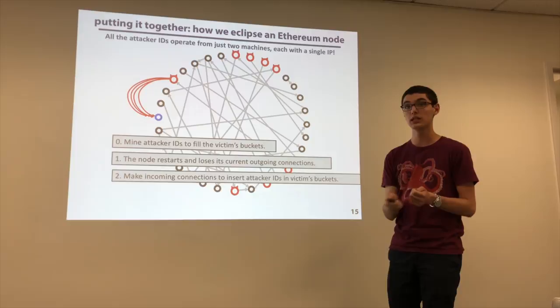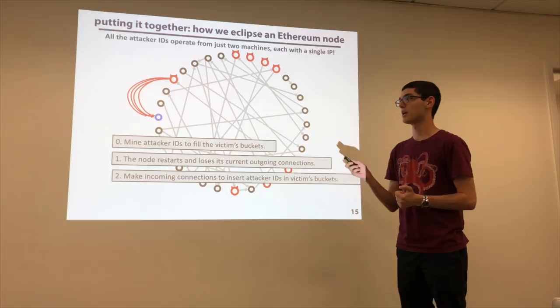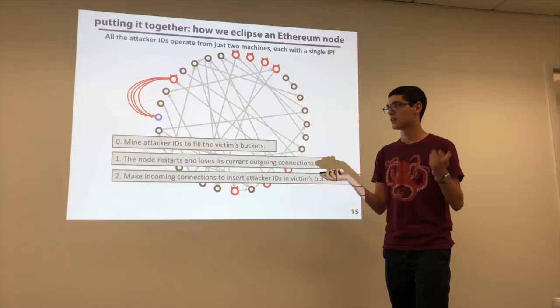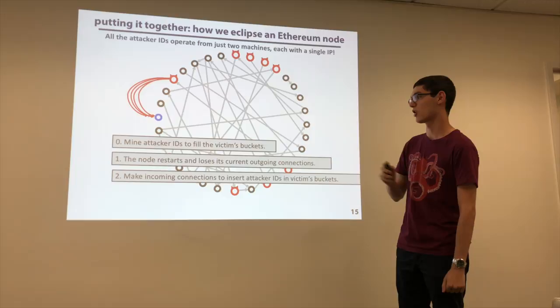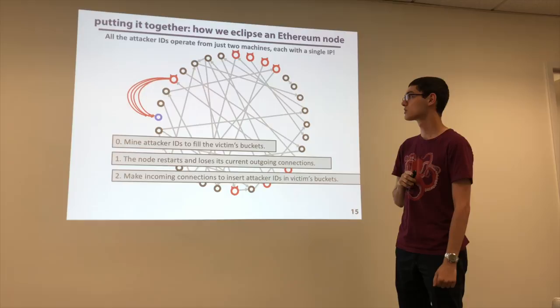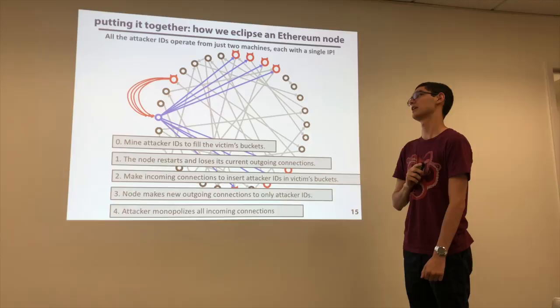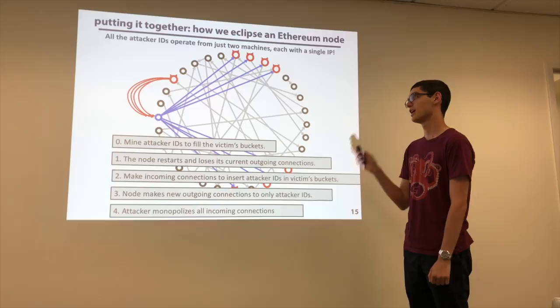They don't need to go through that long bonding process again because the victim will see those attacker nodes in his database. So he skips that long bonding process where he does ping and pong if the node already exists in the DB and it's within 24 hours. So that's why we tell him first before we restart it. So you make the incoming connections that will fill all his buckets with attackers, and then he'll only make outgoing connections to the attackers. And lastly, you just monopolize all his incoming connections. And there you go. He only sees the attackers. And then you can do all the implications I explained in the beginning with Eclipse attacks.